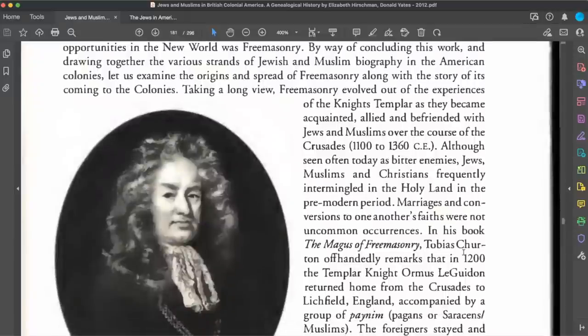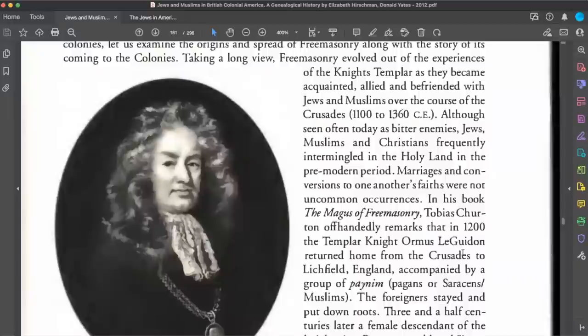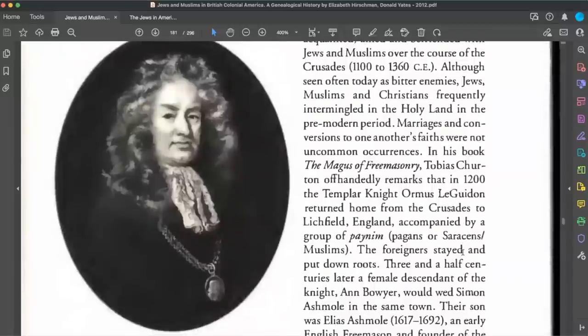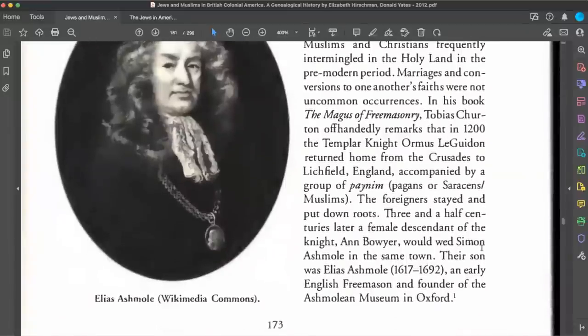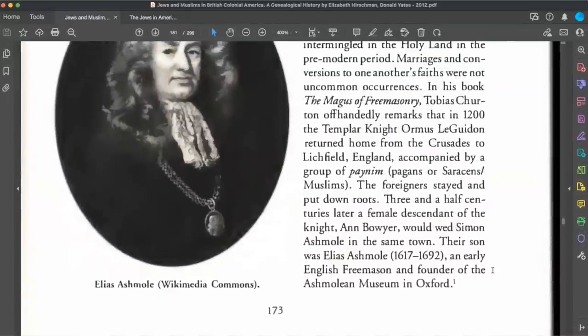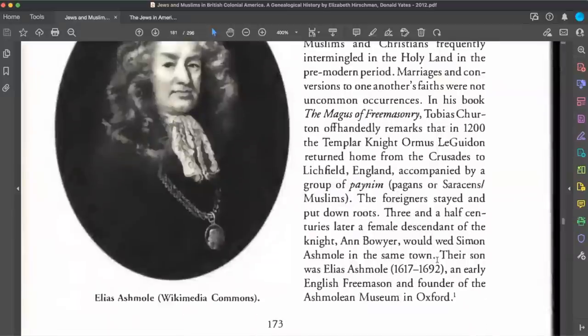In the pre-modern period, marriages and conversions to one another's faiths were not uncommon occurrences. In his book, The Magus of Freemasonry, Tobias Churton offhandedly remarks that in 1200, the Templar Knight Ormus Le Guidon returned home from the Crusades to Lichfield, England, accompanied by a group of Paynim, or pagans or Saracens, Muslims. The foreigners stayed and put down roots. Three and a half centuries later, a female descendant of the knight, Anne Bower, would wed Simon Ashmole in the same town. Their son was Elias Ashmole, an early English Freemason and founder of the Ashmolean Museum in Oxford. Right? So again, his ancestors were Muslim, okay?